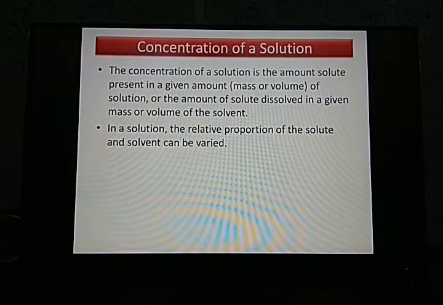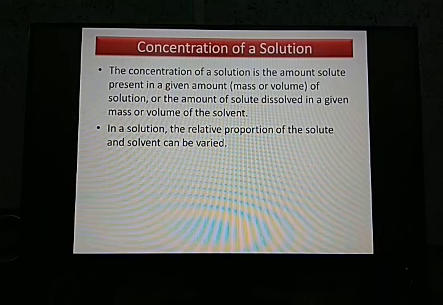Now moving on, in a solution the relative proportion of the solute and the solvent can be varied. Yes, we can vary the amount of solute and solvent in a solution, and depending upon that the concentration of the solution varies. The more the amount of solute, the more concentrated the solution will be, and the less the amount of solute, the less will be the concentration of the solution. Or we can say that if we reduce the amount of solute by increasing the amount of solvent, then we have diluted the solution.